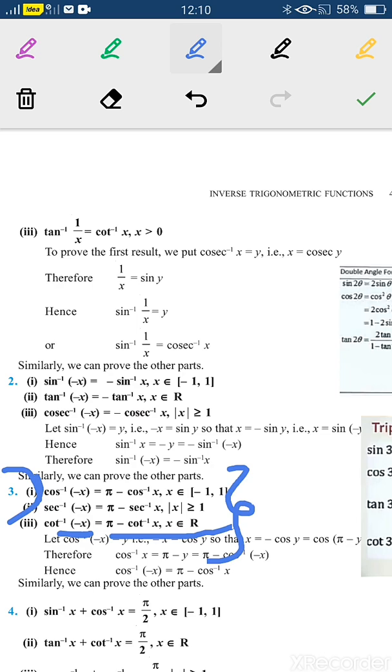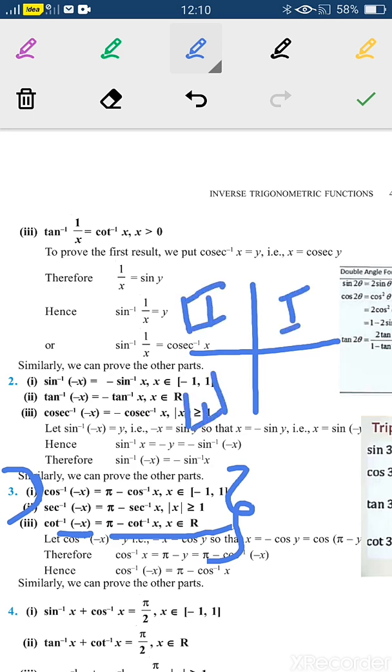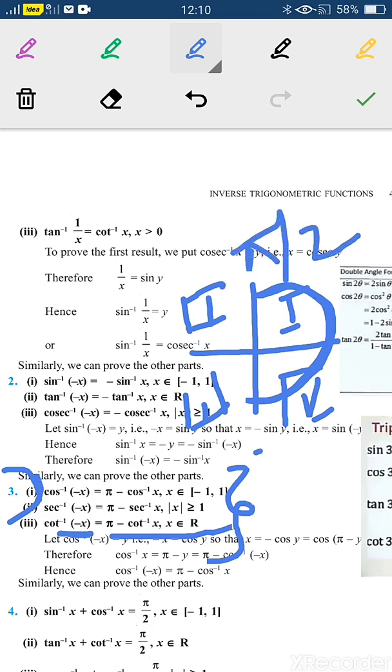Why is it so? Because we knew that when we have done the quadrants, this is your first quadrant, this is your second quadrant, this is your third quadrant, this is your fourth quadrant. The range of sine, tan and cosecant inverse lie in the first and the fourth quadrant, means minus pi by 2 to pi by 2, right?